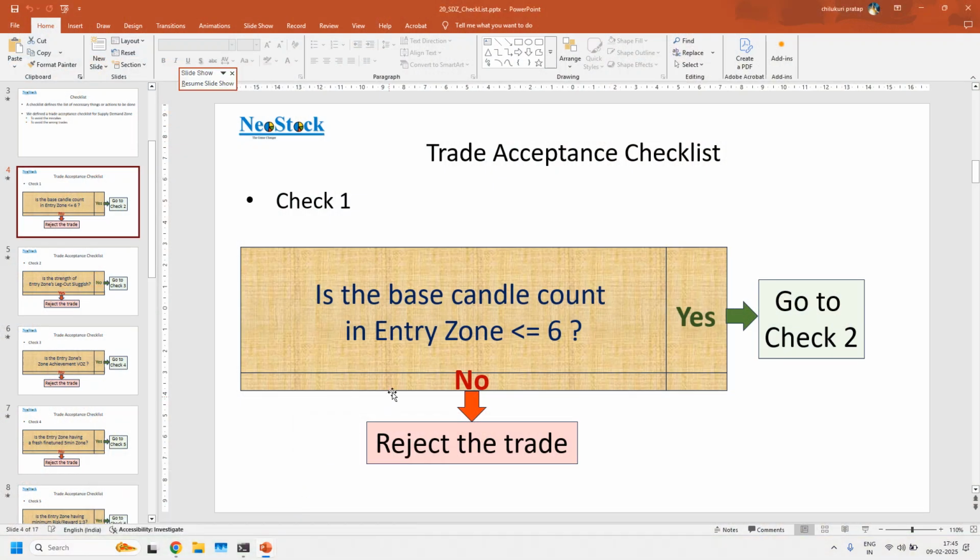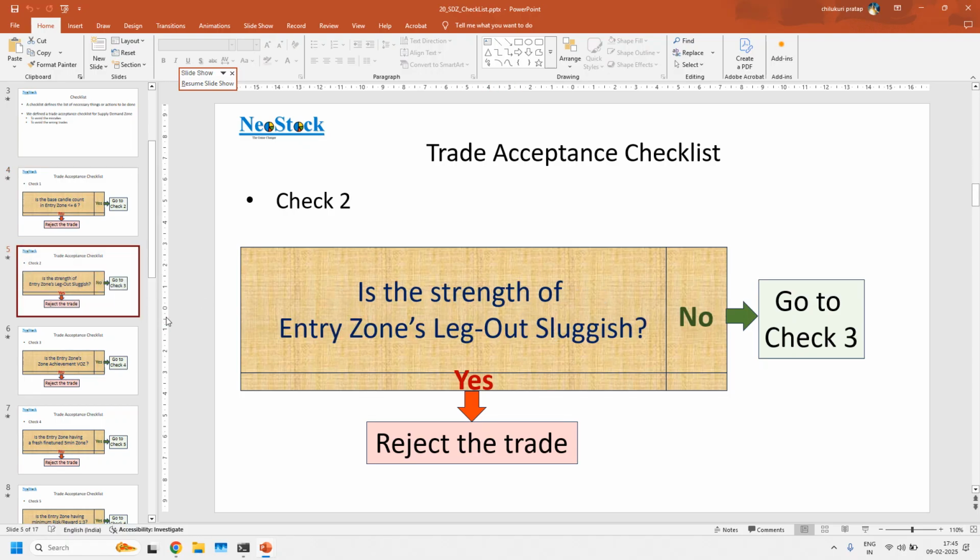In the checklist item one, the base candle count should always be less than or equal to 6. By default, the NeoStock software takes care of this filter, so you need not set any additional filters. Okay, what is the second checklist item?